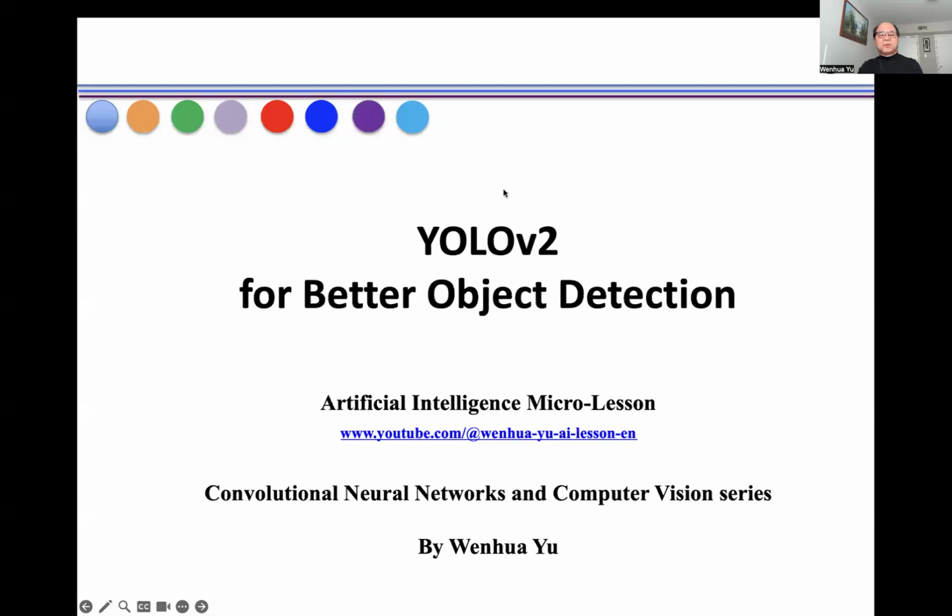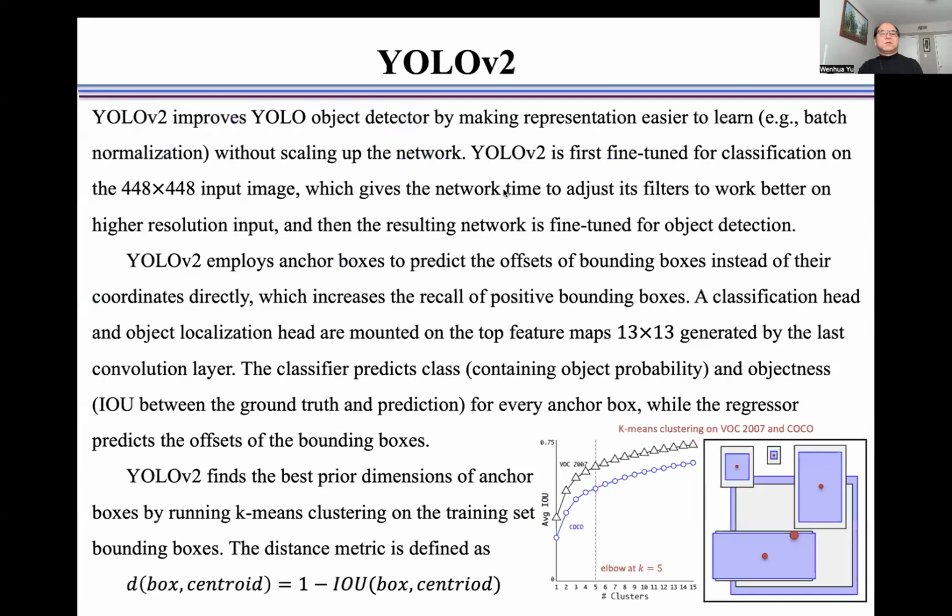In this video, I introduce YOLO version 2 for better object detection. YOLOv2 improves the YOLO object detector by making representation easier to learn without scaling up the network.